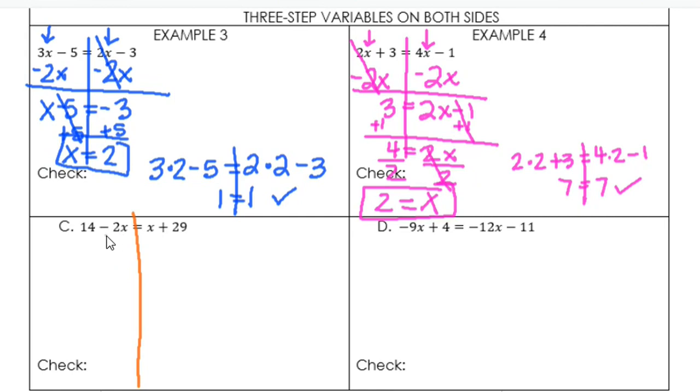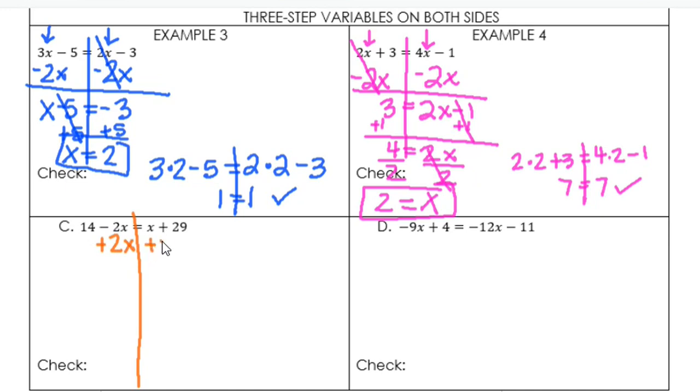On the left, we have a negative 2x. Make sure you remember that the sign in front goes with it. So this one's a negative 2x, and on the right, we just have an x. So which is less, a negative 2x or an x? The negative is always less. So you're going to do the inverse, which is plus 2x.